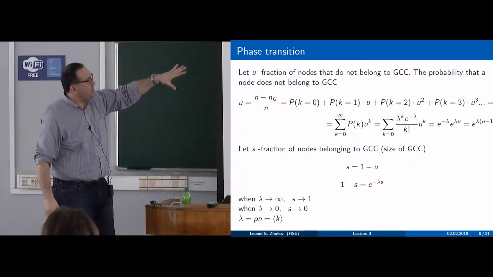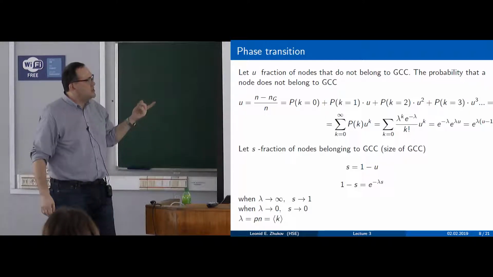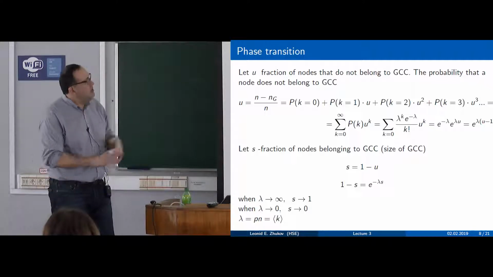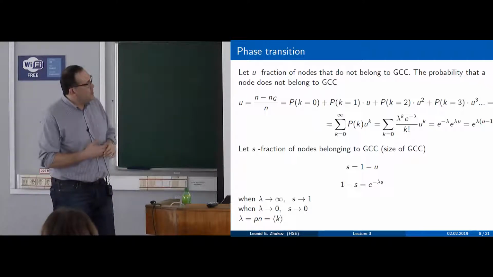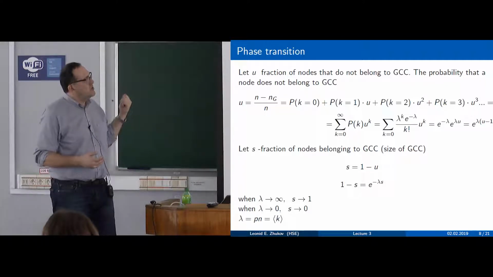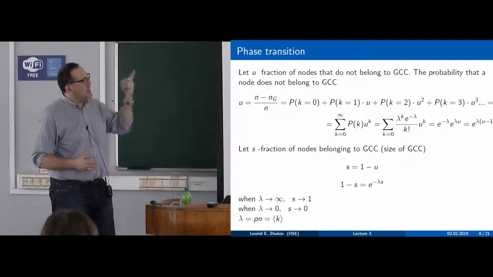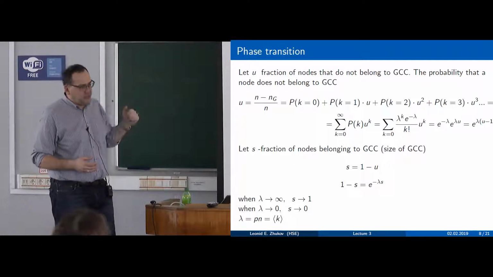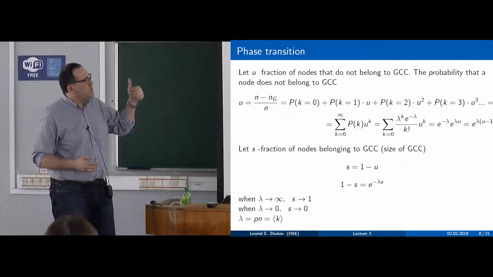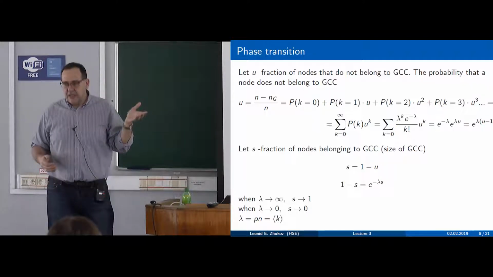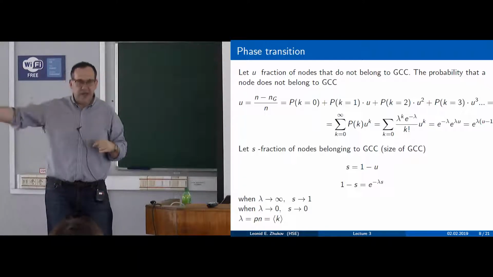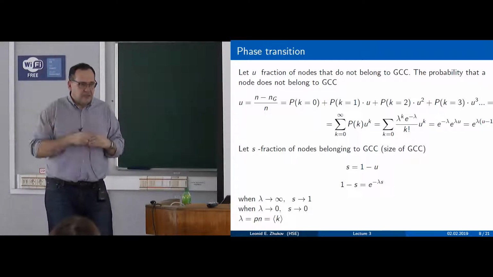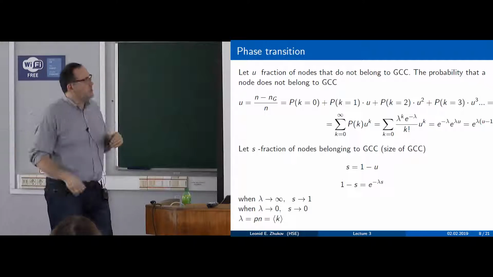P of k, the function, we know it's the Poisson distribution. Plug it in, see the formula. If you look at it carefully, you realize that e to the power minus lambda, you can pull out from under the sum. You get lambda to the power k, u to the k, divided by k factorial. But this is nothing more than e to the lambda u, right? It's the exponent if you write it out in a series.